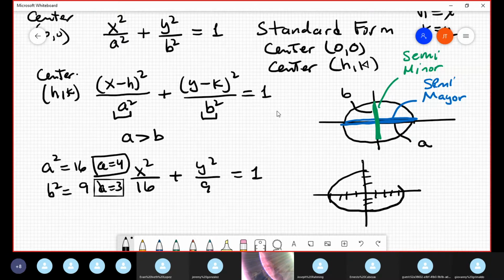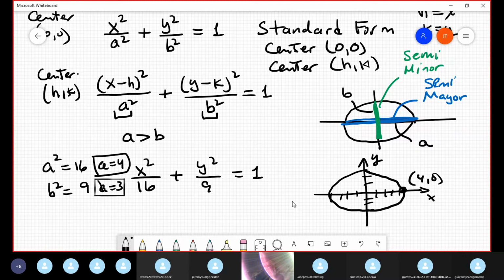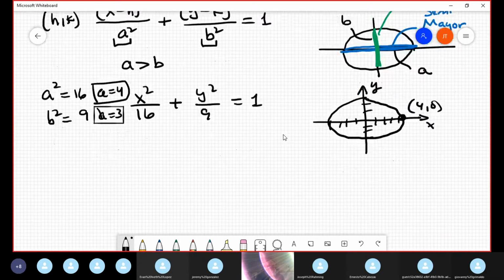Something like that. Because the major axis, this point is 4,0 in this example, is associated with the big number, 16, so 16 is bigger than 9, is associated with the x. That means that our ellipse is horizontal. So the major axis lies on the x-axis, or at least parallel to the x-axis. And the minor axis lies parallel to the y-axis. Okay, professor. So I suppose that if I change the number, okay, no problem.